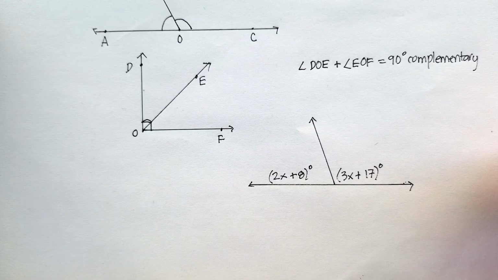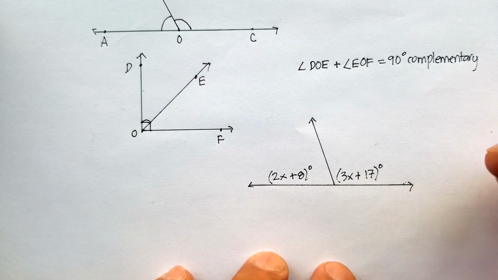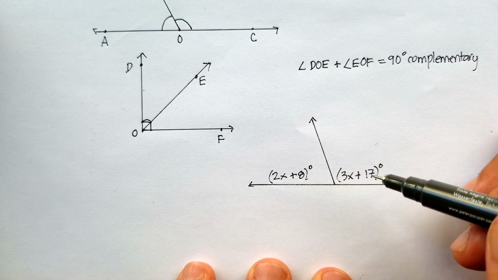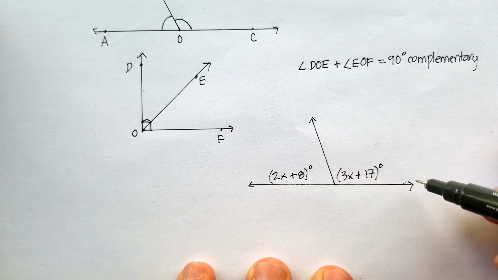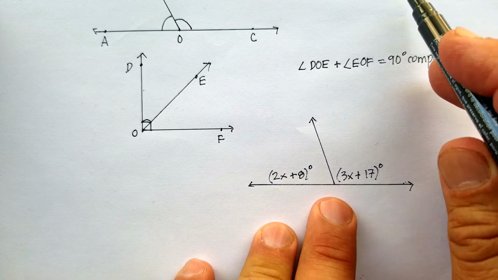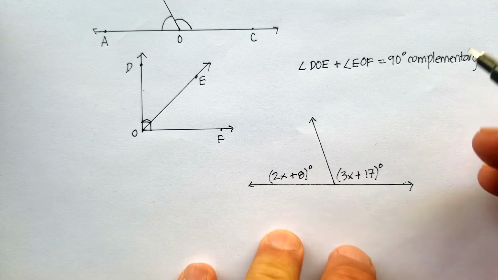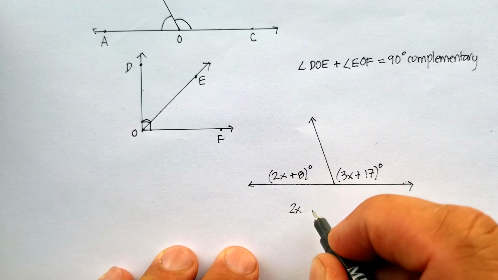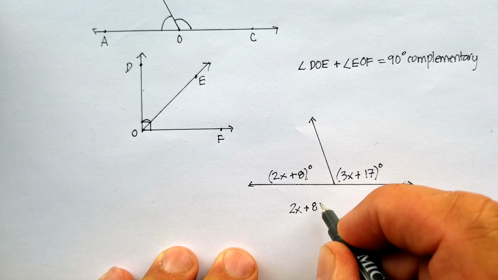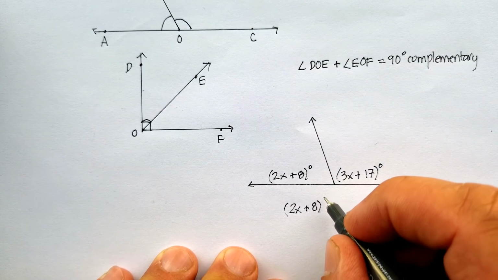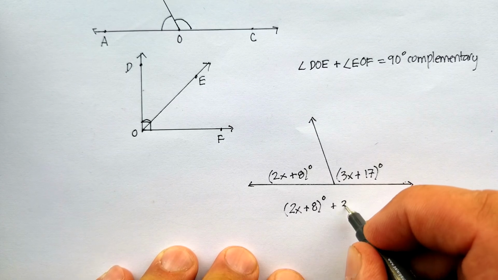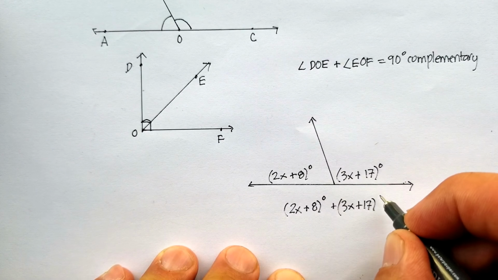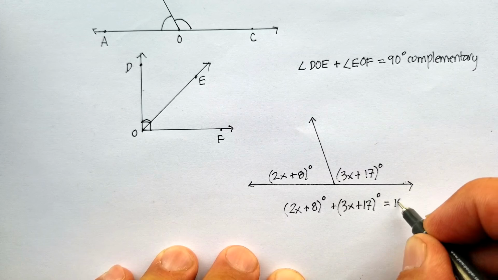Okay, how would I set that up? So what do I know? I know that if I added 2x plus 8 degrees plus 3x plus 17 degrees, it should equal 180. And I know it's 180 because it forms a straight line. So let's do that. So 2x plus 8 plus 3x plus 17, again I put these in parentheses because they're individual, is equal to 180.